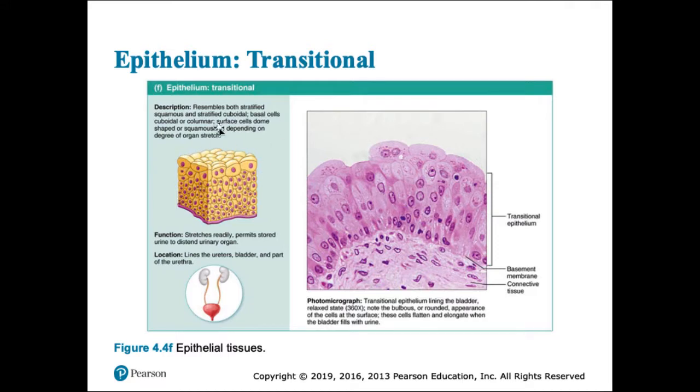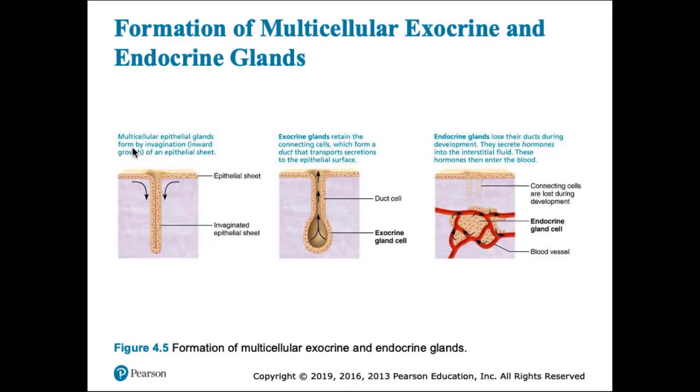Now then you also have this transitional. And transitional resembles stratified squamous and stratified cuboidal, and sometimes even sort of the columnar, depending on what we're looking at. But basically, these are going to be the lining of the ureters, the bladder, and part of the urethra. Basically, it stretches rapidly. So the importance of these is it permits the stored urine to stretch and stretch and stretch without tearing or distorting it. So it can get bigger, but it can also get smaller and go back to the same size. So we see this, of course, in the urinary system. So that's really important for those.